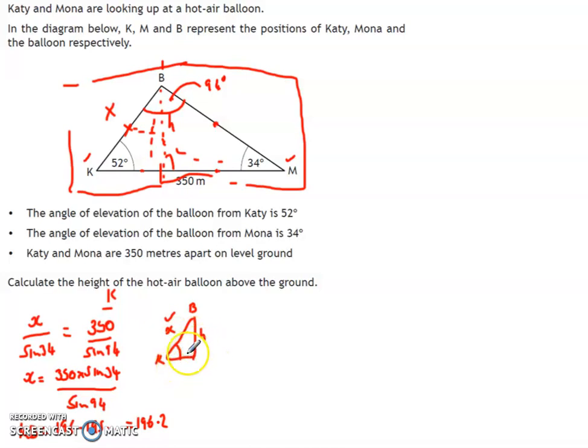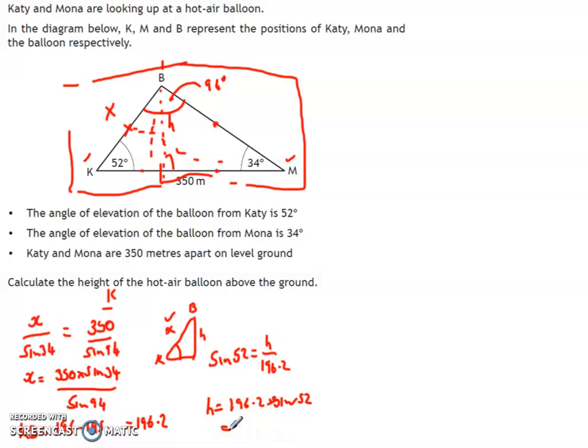So remember, for SOHCAHTOA, sine is opposite over hypotenuse. So I can then say safely that sine of 52 is equal to the opposite, which is the height, divided by the hypotenuse, which I've just calculated down here, is 196.2. Rearrange this and jig it about. What I can then say is my height is 196.2 times sine of 52.